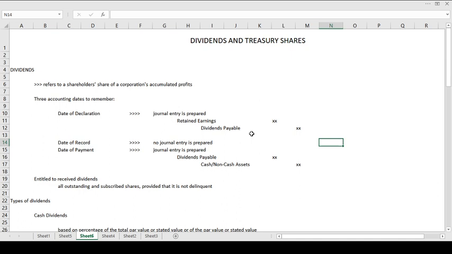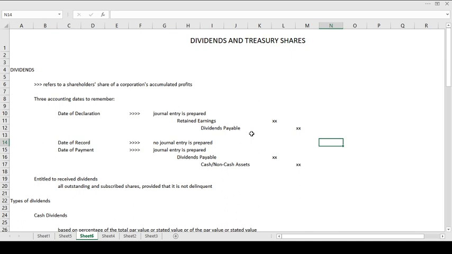In dividends, because dividends will affect retained earnings, as this is charged against retained earnings, there are three accounting dates that we need to remember. Number one, the date of declaration. The second one is the date of record. And the third one is the date of payment.